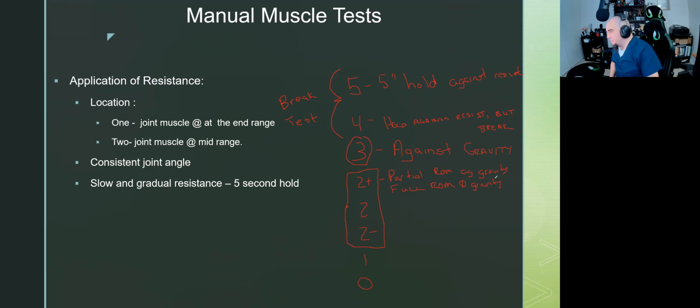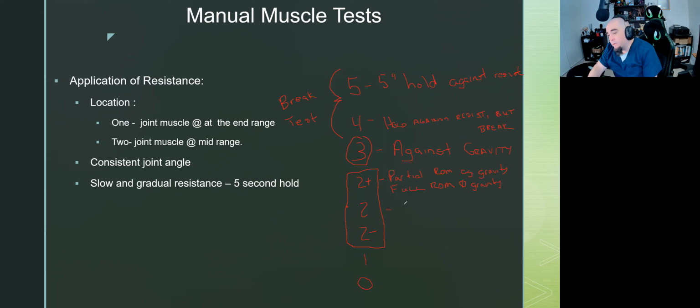Angel wings, exactly, right? So for a 2+, you're going to have me try to get a 3. I can get partial. That's just all the further I can go. And then you're going to lay me on my side and say, okay, try it now. And you're like, oh, yeah, I can go the whole way. That's a 2+. Does that part make sense before we go any further? So 2+ is partial against gravity, full gravity eliminated.